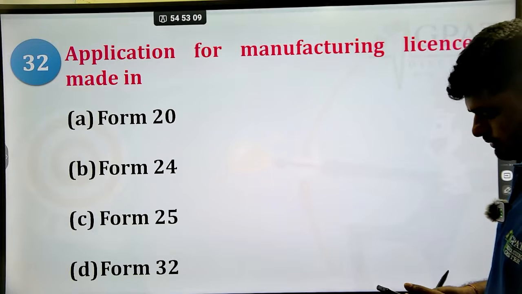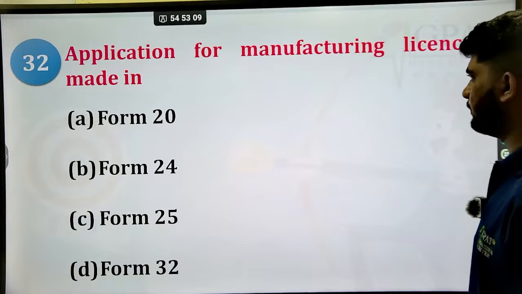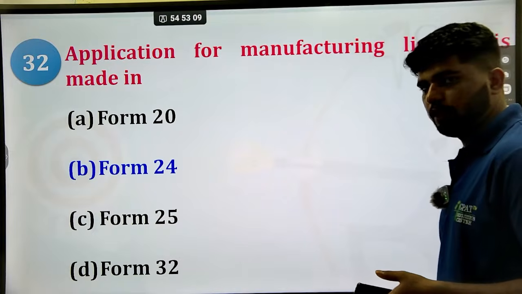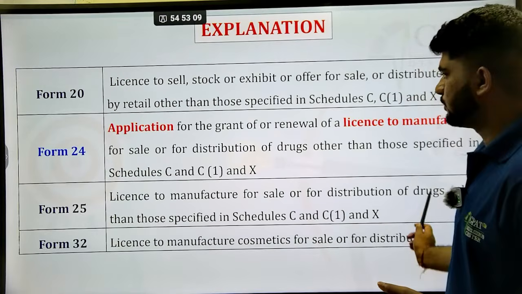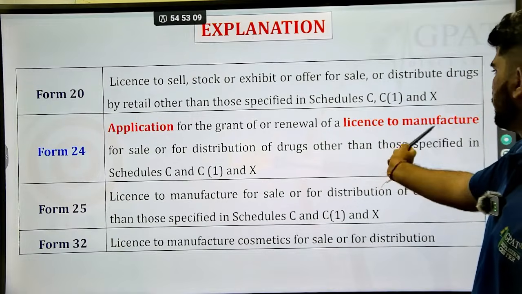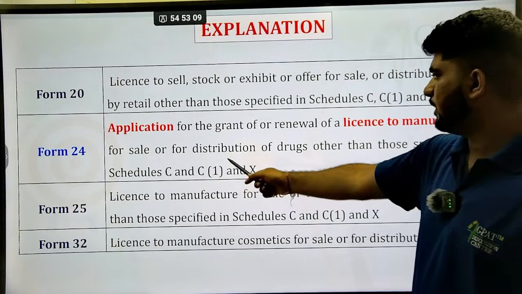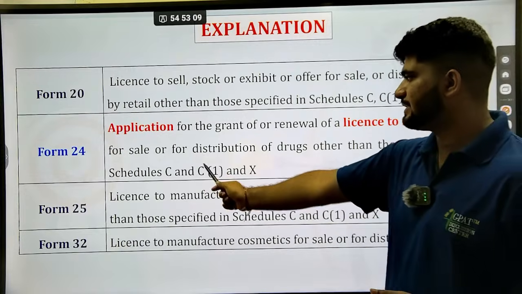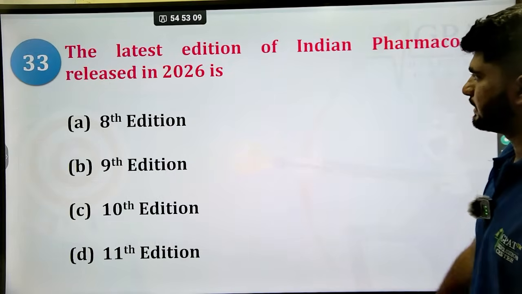Okay. The application for a manufacturing license is made in Form 20, Form 24, Form 25, or Form 32. That is your Form 24, right? Here you can see Form 24 is for a license of manufacture for sale or distribution for drugs of Schedule C and C1 as well as X, right?